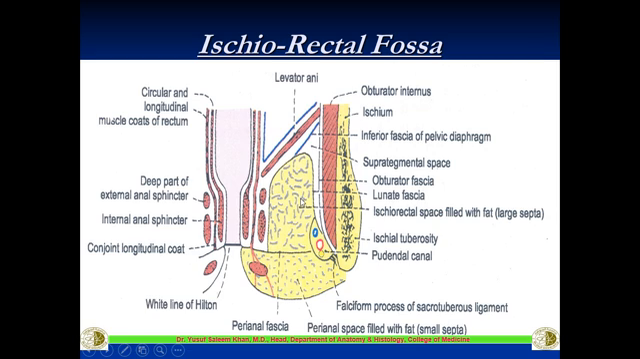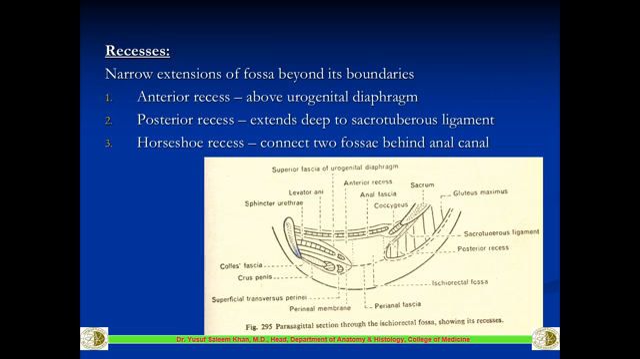But apart from that, this fossa extends beyond this space. These are called recesses. These are nothing but the narrow extensions of the fossa beyond its boundaries. Beyond the boundaries, it slightly extends deep inside in the anterior and posterior positions. So those are called recesses. So what are these recesses? The first one is called the anterior recess.